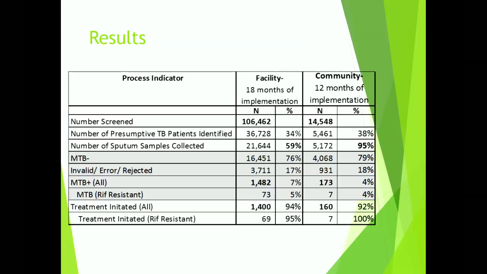But you can also see that in the community, when you incentivize sputum collection, they really go out and make sure that those samples are collected. From this, we found 1,482 cases in facilities, 173 in the community, and treatment initiation rates were 94% in facilities and 92% in the community.